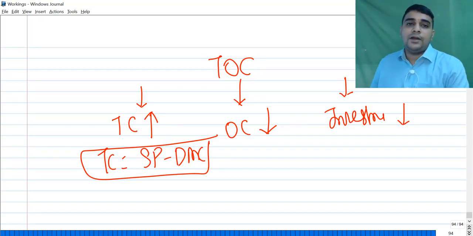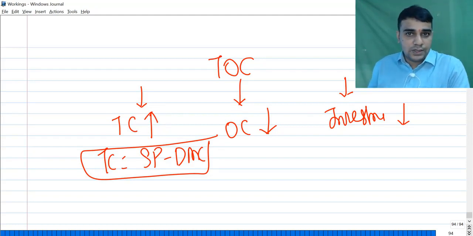Operating cost is all cost other than direct material. So my objective should be to cut down the operating cost, all cost other than the direct material.